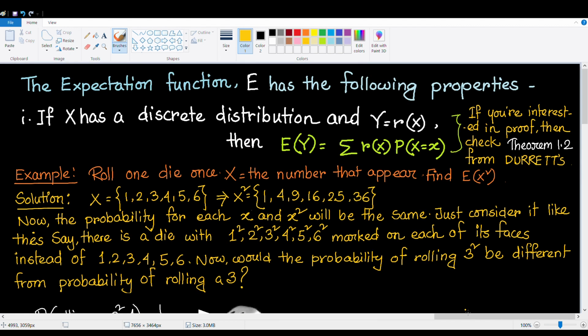Now the expectation function E has the following properties. 1. If X has a discrete distribution and Y equals r of X, then E of Y equals the summation of r of x times p of x over all x. So if you're interested in the proof, then check theorem 1.2 from Durrett's probability book. We're going to solve a few problems on it.